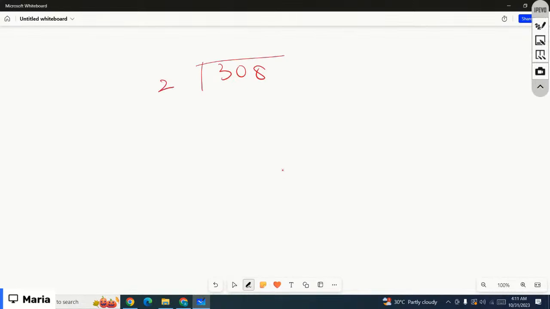So here you have 3. 3 is more than 2. We can go for 2 times 1, right? 3 minus 2 is 1. Now bring the 0 down. You have 10. You have to count 2 until 10. So 2 times what number is 10? 2 times 5 is 10, right?